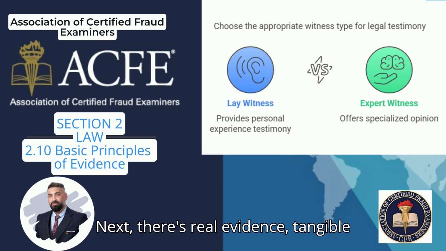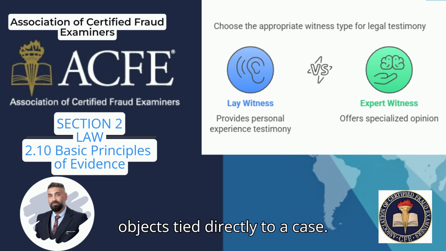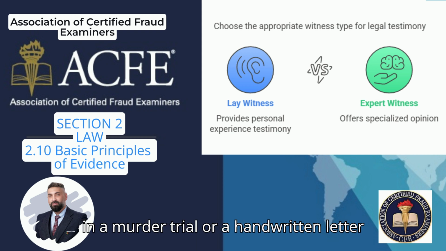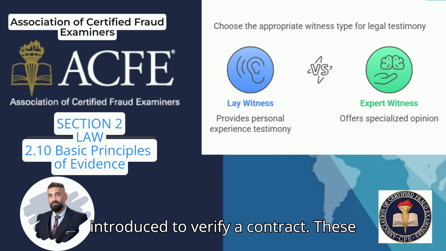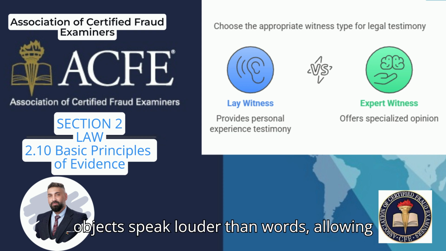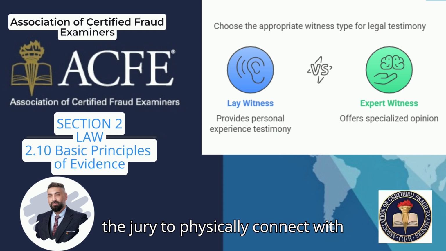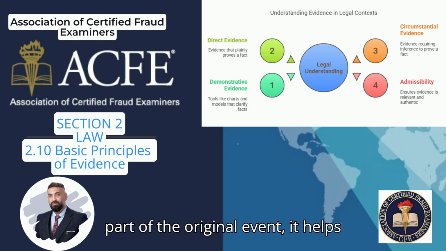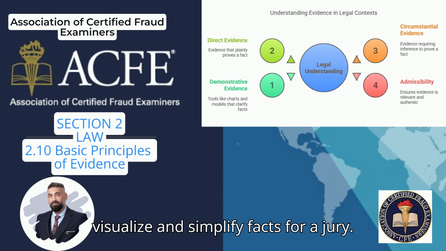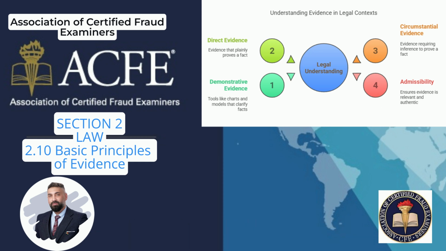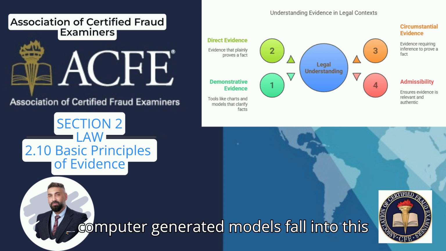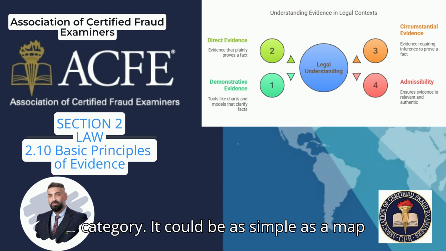Next, there's real evidence, tangible objects tied directly to a case. Picture a blood-stained knife submitted in a murder trial, or a handwritten letter introduced to verify a contract. These objects speak louder than words, allowing the jury to physically connect with elements of the case. The last form is demonstrative evidence. While it's not part of the original event, it helps visualize and simplify facts for a jury. Items like charts, diagrams, or even computer-generated models fall into this category.